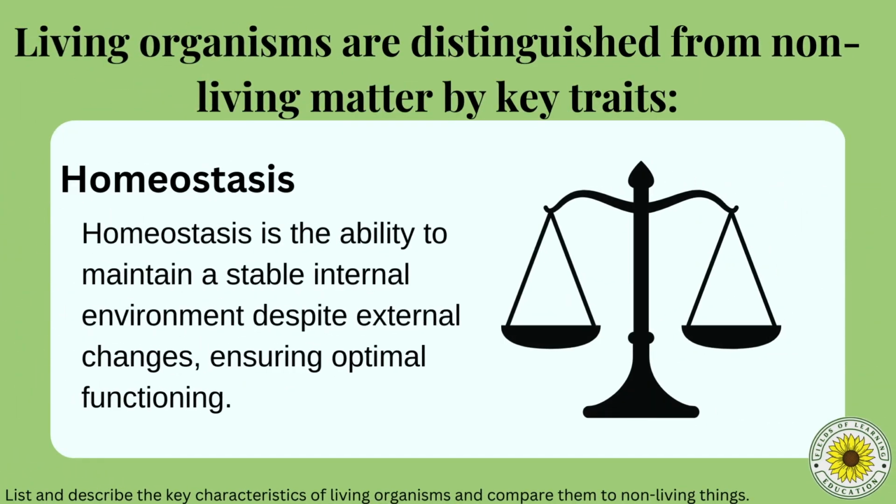The next is homeostasis. Homeostasis is very important because it is the ability to maintain a stable internal environment despite external changes. And this ensures optimal functioning. We are going to be talking about homeostasis a lot in this class. It is important because if we didn't have it, if we were to go outside, say in the wintertime where it's snowy or cold, then we would just die because our bodies wouldn't create that homeostasis and work harder to keep warm. So we're going to be talking about homeostasis quite a bit.